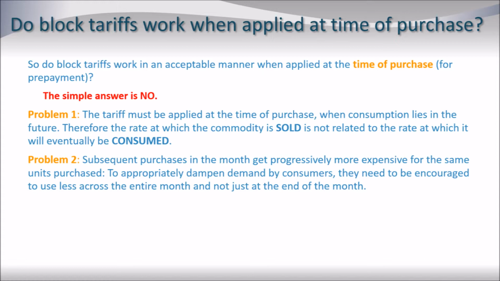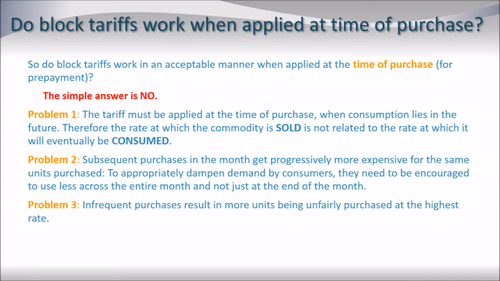Problem number two is that subsequent purchases in the month get progressively more expensive for the same units purchased. To appropriately dampen demand by consumers, they need to be encouraged to use less across the entire month. Finally, problem three is where infrequent purchases, where somebody perhaps purchases once every 2 or 3 months, result in more units being unfairly purchased at the highest rate.